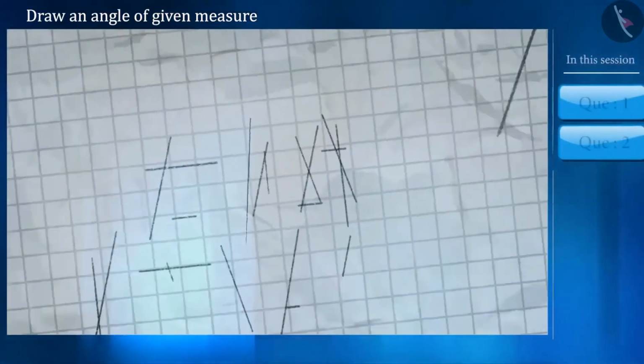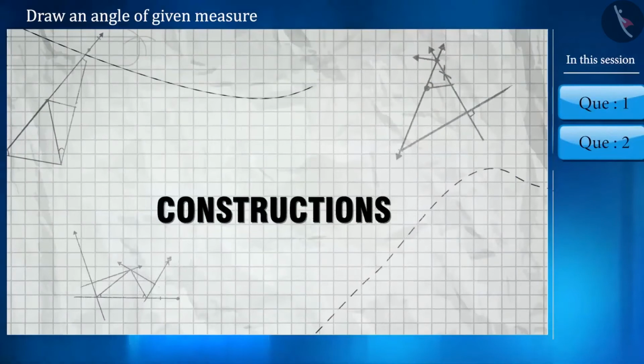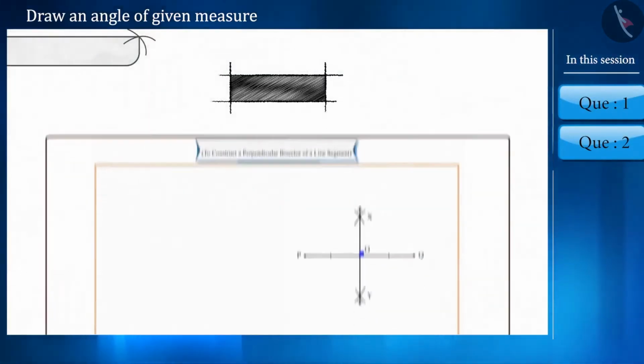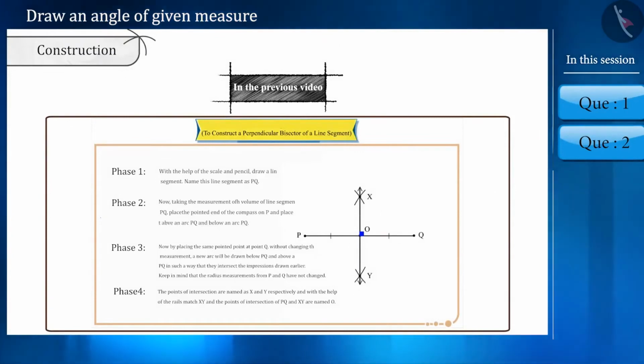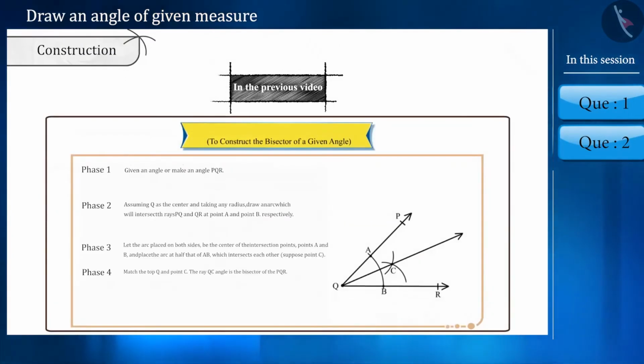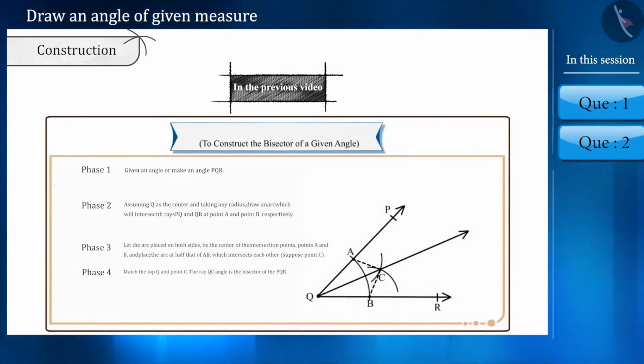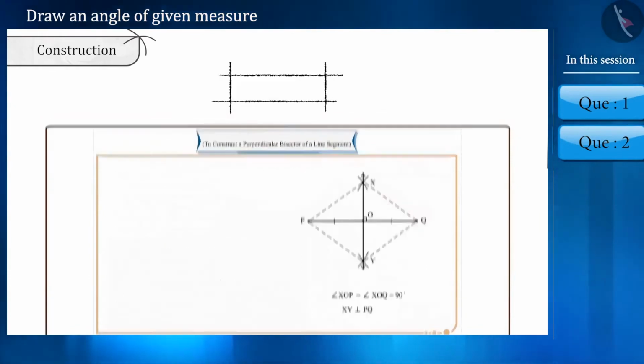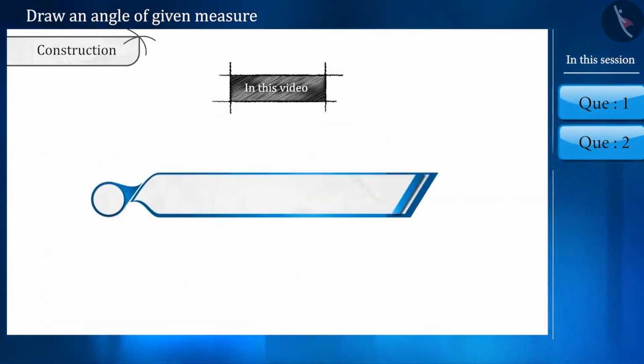Hello friends. You are welcome to this session on constructions. In the previous video, we learned the basic construction of a perpendicular bisector of a line segment and an angle bisector, and we also proved the constructions to be geometrically correct. In this video, we are going to learn how one can draw an angle of a given measurement.